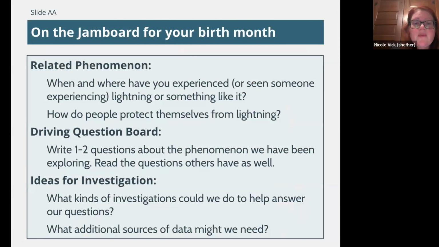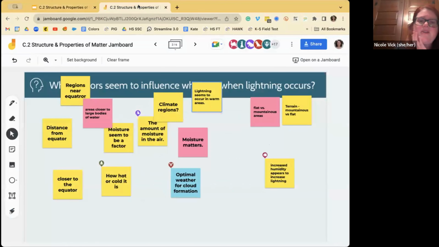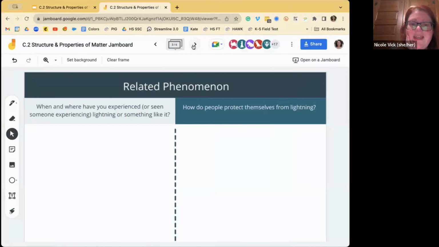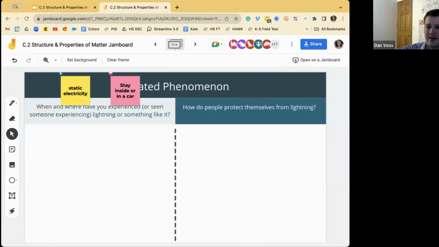we would do our related phenomena. So I don't know if we have separate Jamboards because we are a bit of a smaller group, but go ahead and add in on the Jamboard some ideas of related phenomena, where and when have you experienced this, how do people protect themselves from lightning, and then some questions and ideas for investigation. And that's across frames 3 through 5. So you can just keep clicking over. Thank you, Dan.